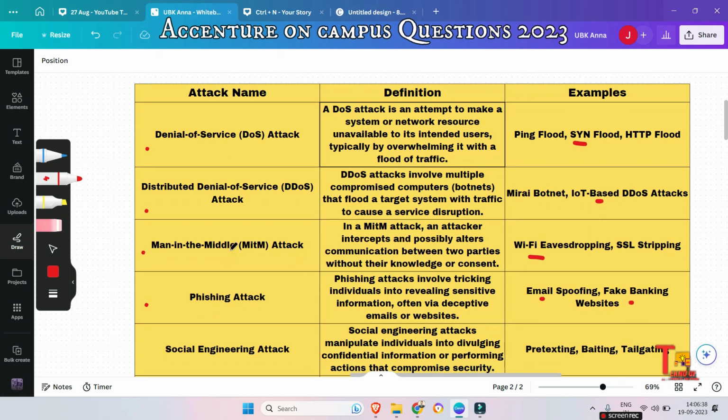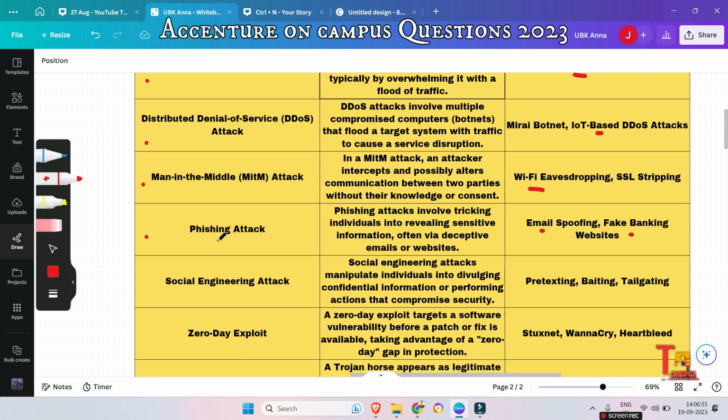And MITM attack, that is man in the middle attack. It is where an attacker intercepts and possibly alters communication between two parties without their knowledge or consent, right? Many Wi-Fi related attacks happen here. And the phishing attack, the most important attack is this. This is mostly asked in the Accenture exam. The definition of phishing attack is it involves tricking individuals into revealing sensitive information, often via deceptive emails or websites. So email spoofing, fake banking websites, these types of examples we can cover in the phishing attack, right?